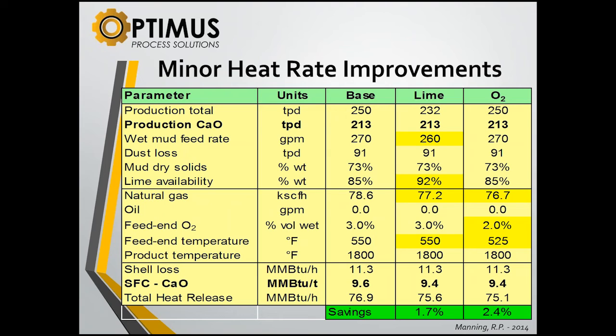In our case here with our base kiln, what we have done is reduced the excess oxygen concentration from 3% to 2%. As you'll see, there's a corresponding feed end temperature reduction. Similar to what happens with non-process elements, an excessive amount of oxygen must be heated and it is not participating in the process. It's sort of a dead load as well. So you can see what we've been able to do here is increase our efficiency by 2.4% as well.